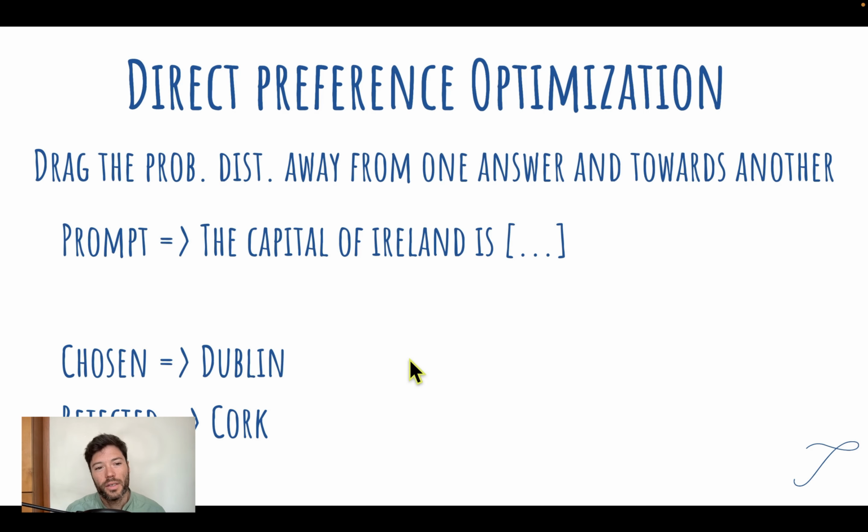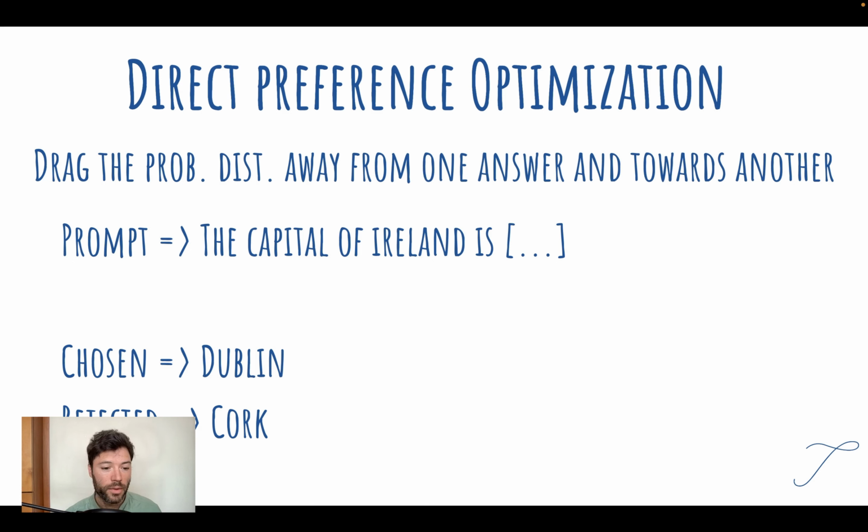Now, by contrast, let's take a look at direct preference optimization. Here, instead of adding more data to the model and penalizing it based on the next token prediction, we're going to do something a little bit more nuanced. At a high level, we're going to drag the probability distribution away from one answer, like Cork, and towards another answer, Dublin. So, as an example, we have a prompt, the capital of Ireland is, and then we're waiting on the next token. And we're going to set up two responses. We're going to set up a chosen response, which is Dublin, and we're going to set up a rejected response, which is Cork.